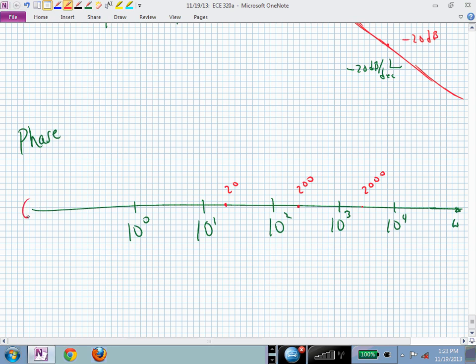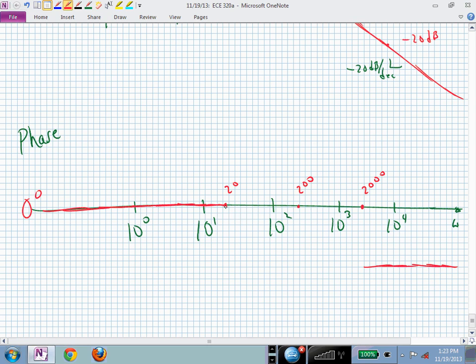I'm going to be 0 degrees until a decade before the break. After a decade beyond the break, I'm going to be contributing an angle of 90 degrees, but since I'm downstairs in the basement, that's minus 90 degrees.